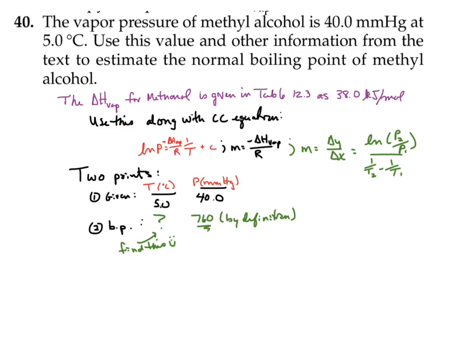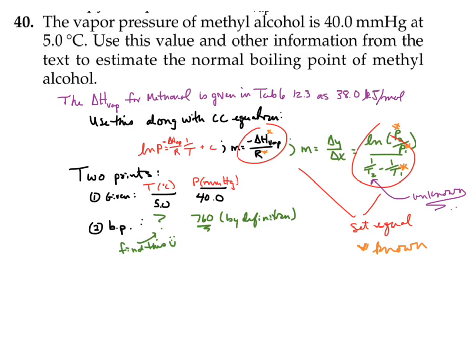And this is the unknown. So then we have the negative heat of vaporization over R is equal to this mess, and we know all of that stuff, and we know everything but T2. That's it. That's your hint.